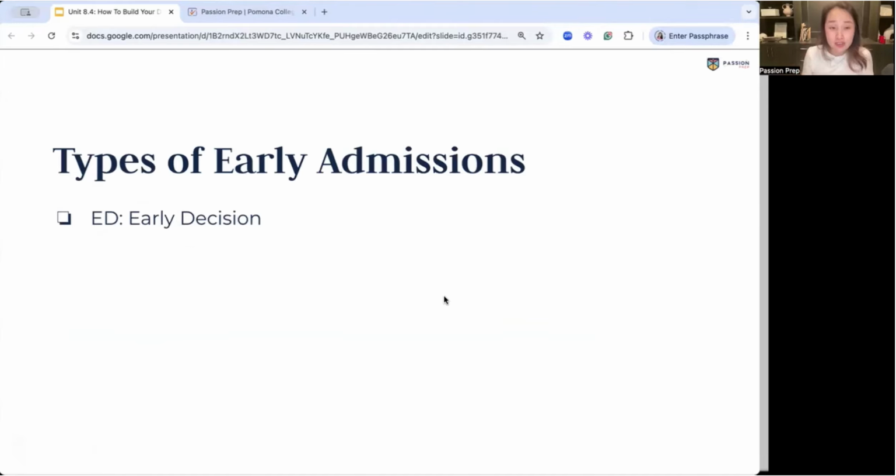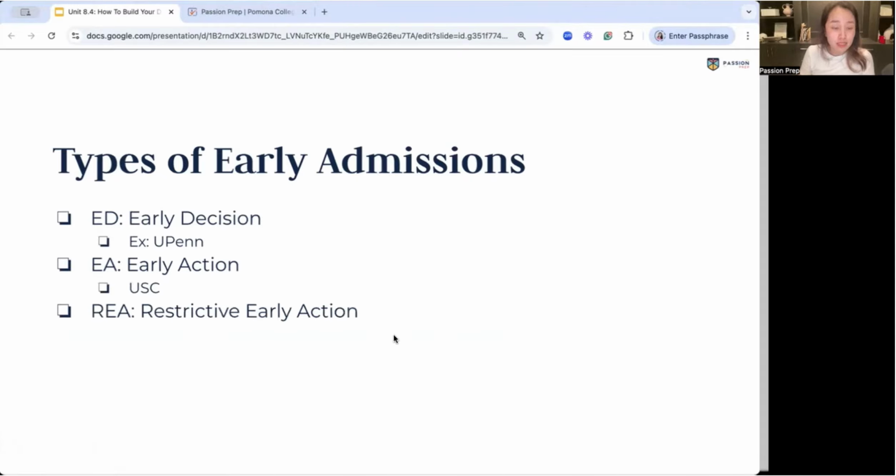You're signing a legal agreement when you apply to colleges. An example of a college who does that is UPenn. Early action, EA, means once you get in, if you decide not to go, you don't have to go. So it's not a binding agreement. An example of that is going to be USC.